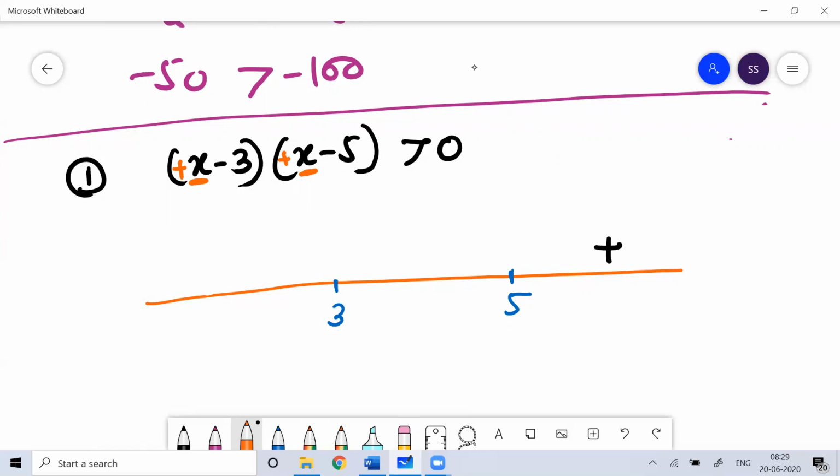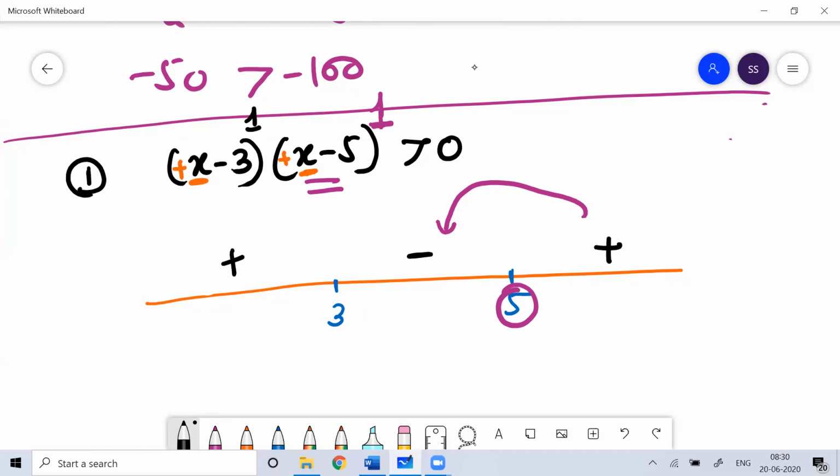Okay. Now you have to go from this end to here. So you are crossing a threshold or critical point called 5. Just see the power of this factor. If the power is an odd number, then the sign will change, while if the power is an even number, then the sign will not change. Here the critical point 5 came from this factor, and its power is 1, so the sign will change. Plus will become minus. Then you see 3. Now 3, the power is 1, so again the sign will change.